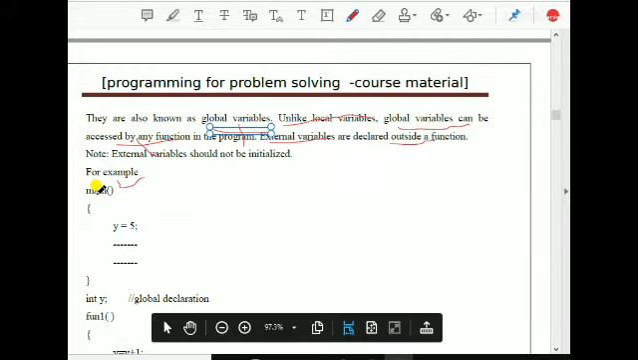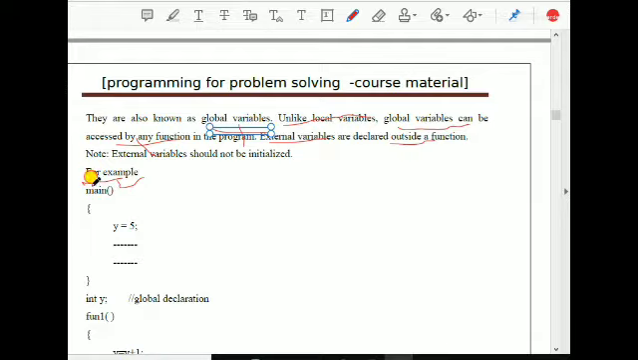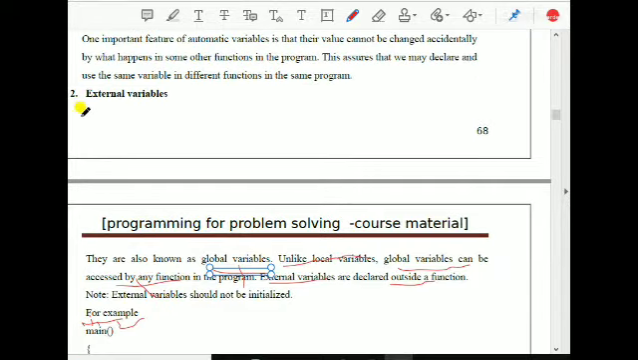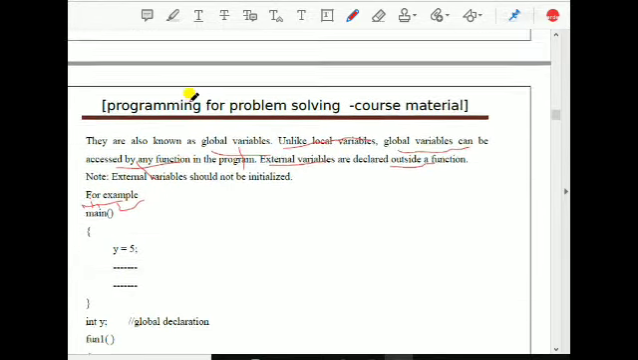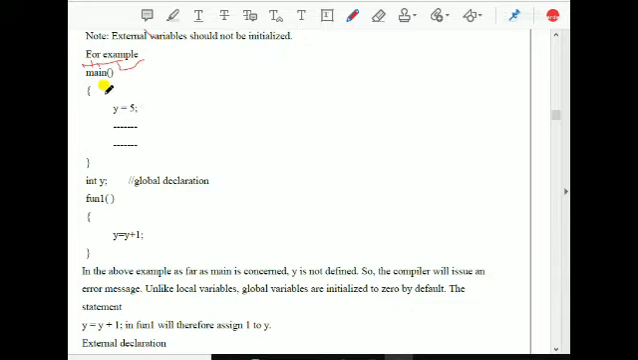External variables are declared outside the function. I have already told you, if you declare anything outside of the function, like int a is equal to 10 before the main function, then it is called an external variable. Now you can understand that. For example, if you create y is equal to 5 inside main, it is called an internal variable or local variable. Only main can access it.